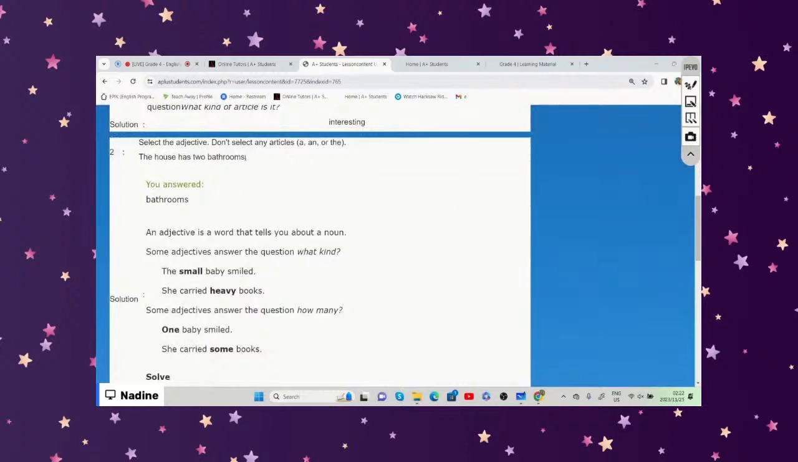The house has two bathrooms. So the house has two bathrooms. If we look at the sentence, what is the adjective within that sentence?